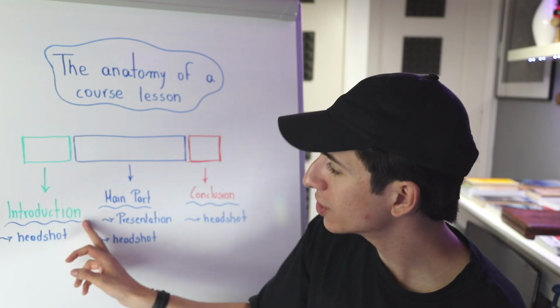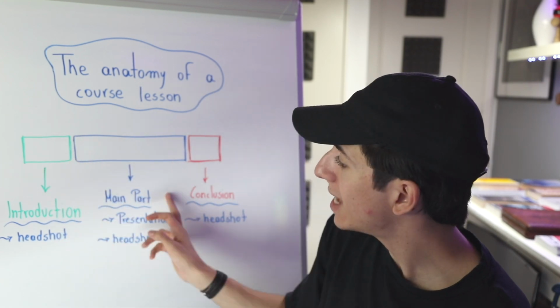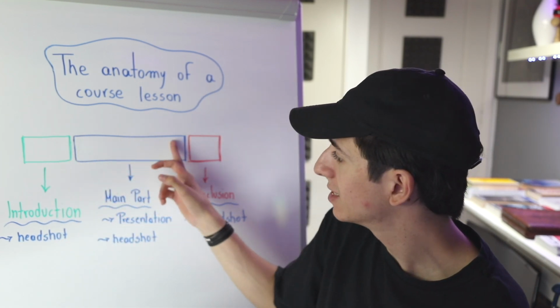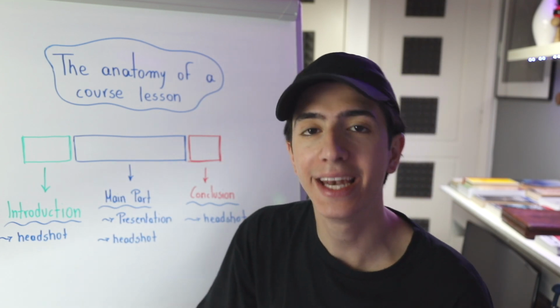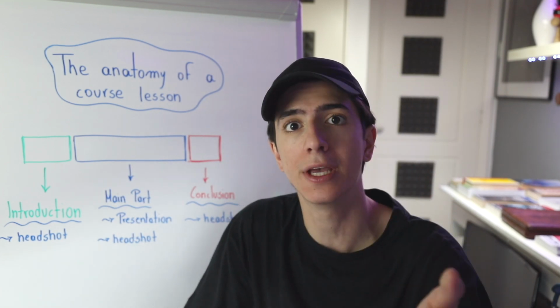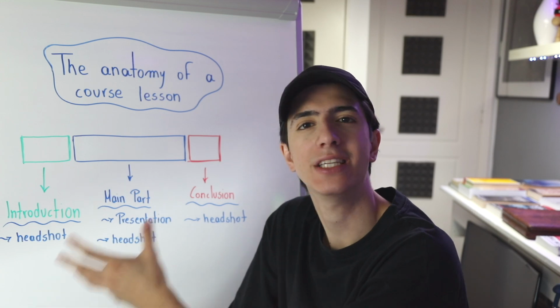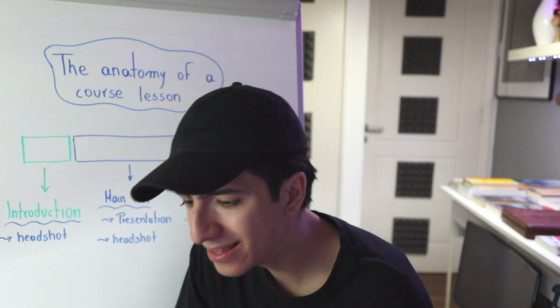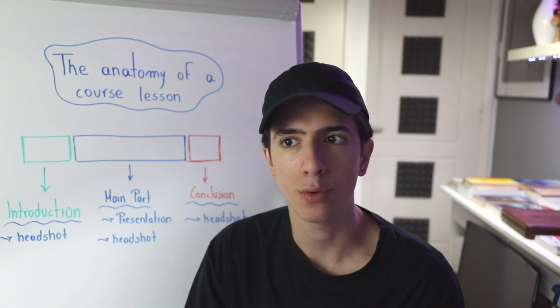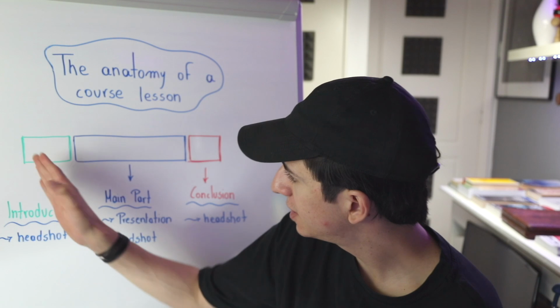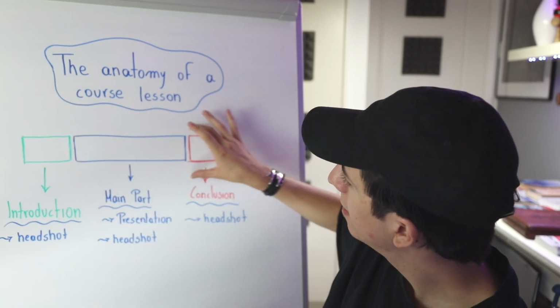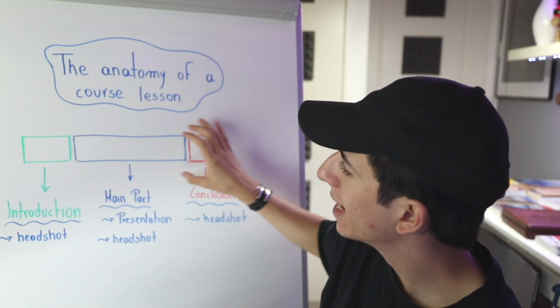Because the course has an introductory video, the course has the main part, which are the 10 different lessons, and the course has a conclusion. A lesson of a course has the same structure as a course. Because at the end of the day, regarding storytelling and when we're teaching something, this is what the human mind likes to comprehend.